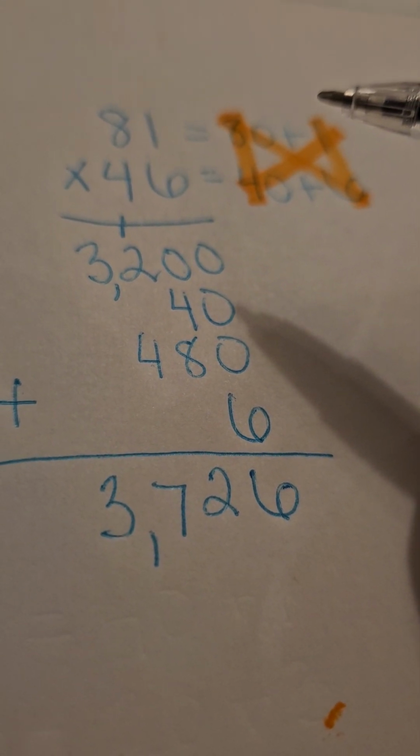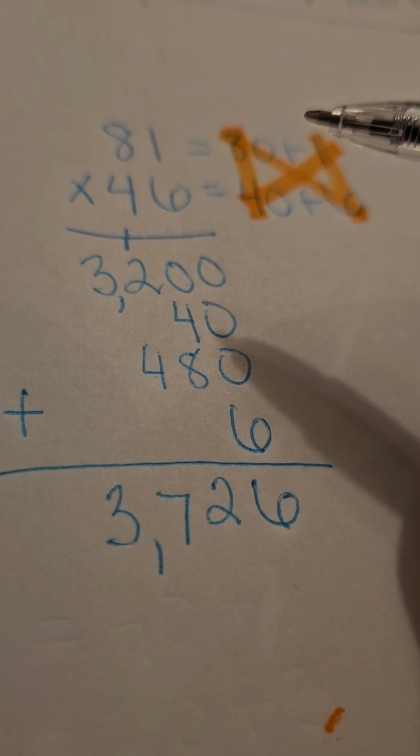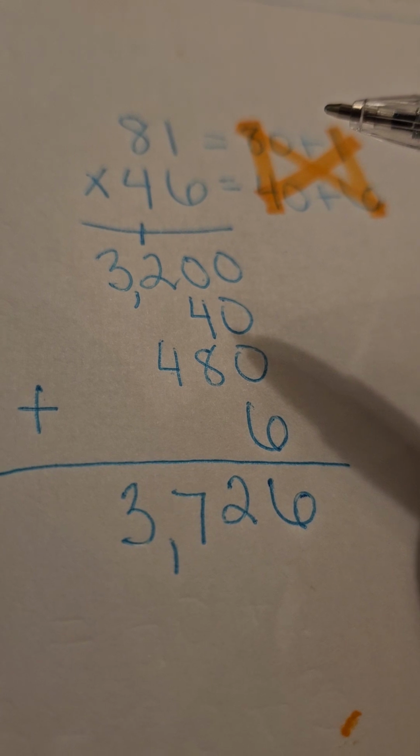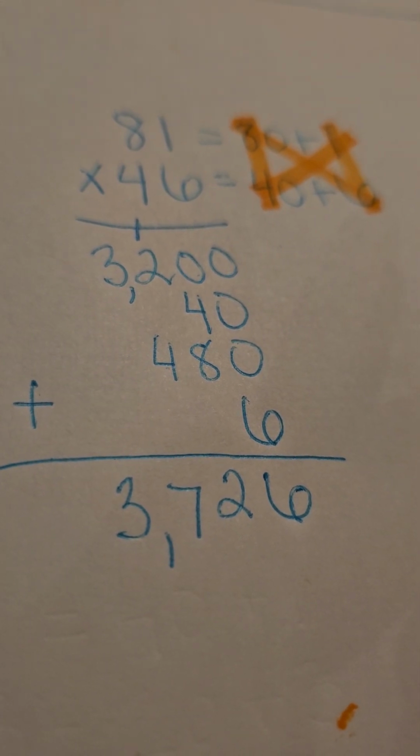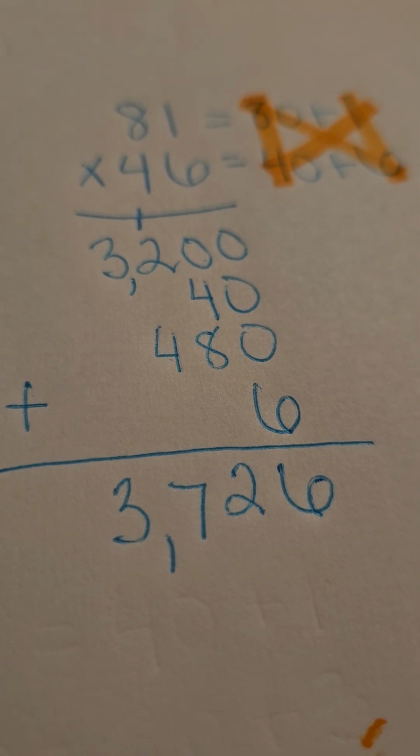So step 1, write your factors in expanded form. Step 2, you multiply. Step 3, you make sure you line up your partial products by place value. And step 4, you add your partial products. And that is your answer.